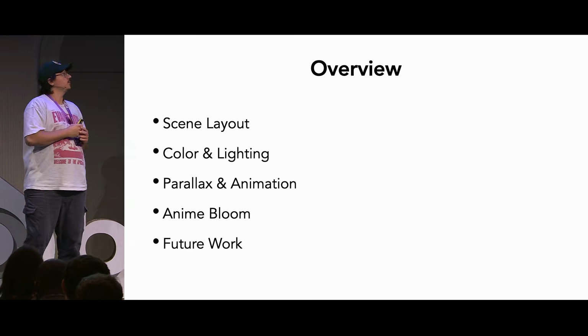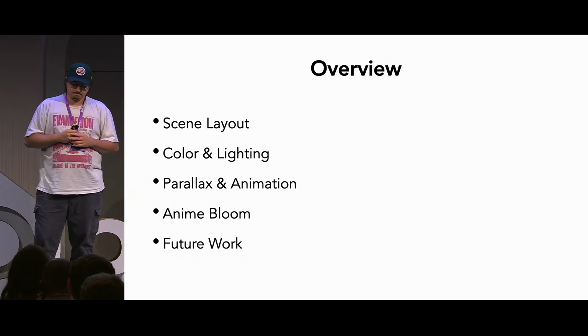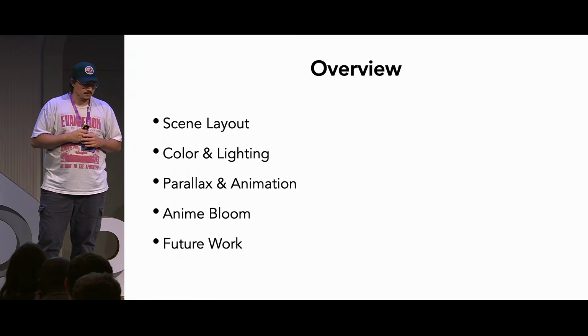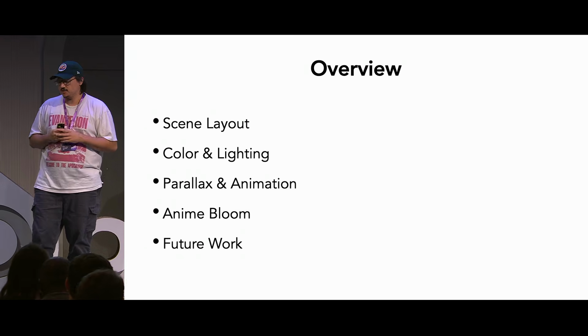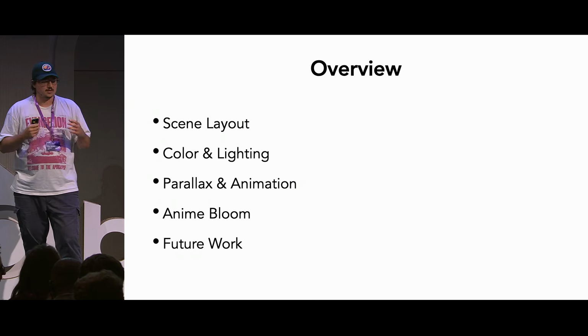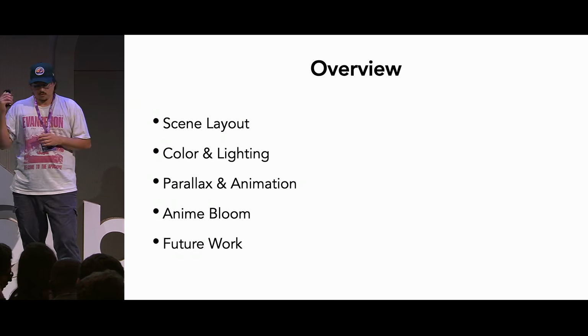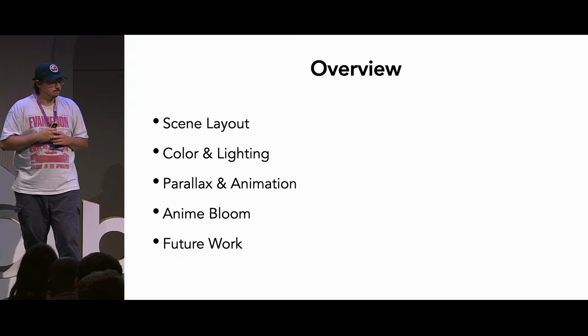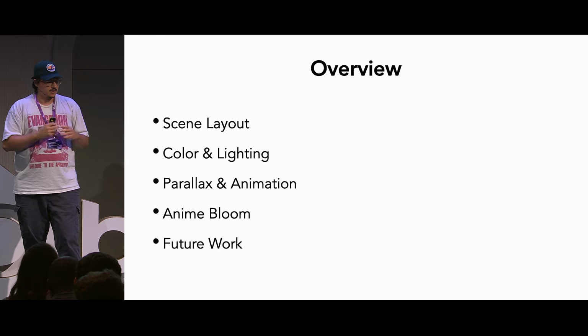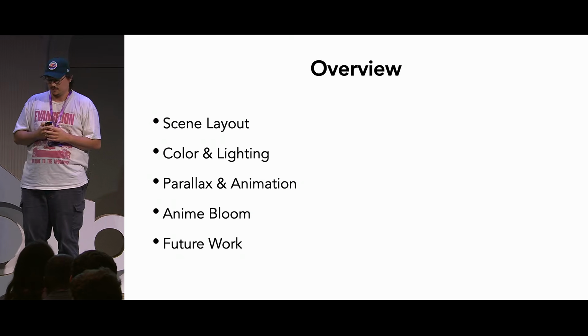So a quick overview of what I'm going to be talking about. Just a couple things I'm going to be going over: scene layout, color and lighting, parallax and animation, anime bloom, and then just future work, experiments, things I've been messing around with. So I'm going to play a quick movie here that is basically a year's worth of work, and then I'll talk about how I created it.